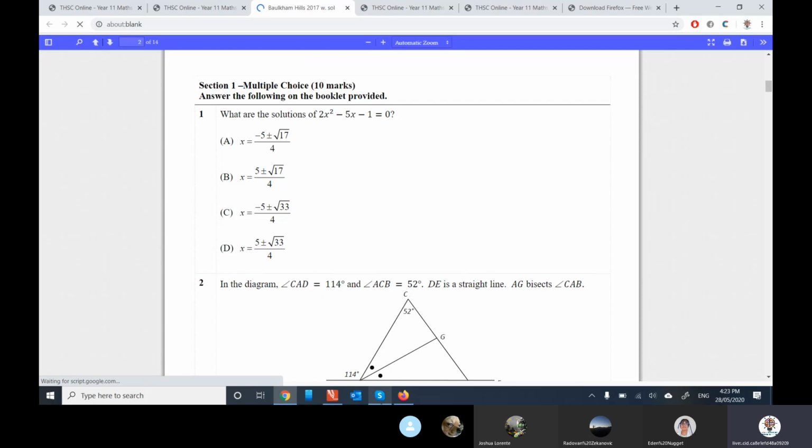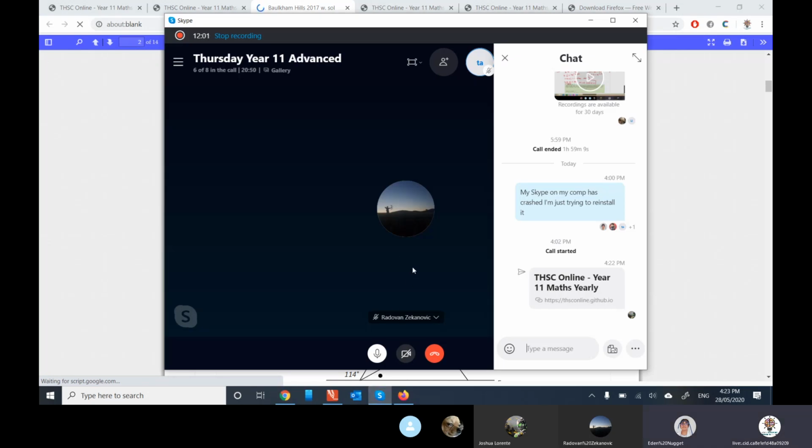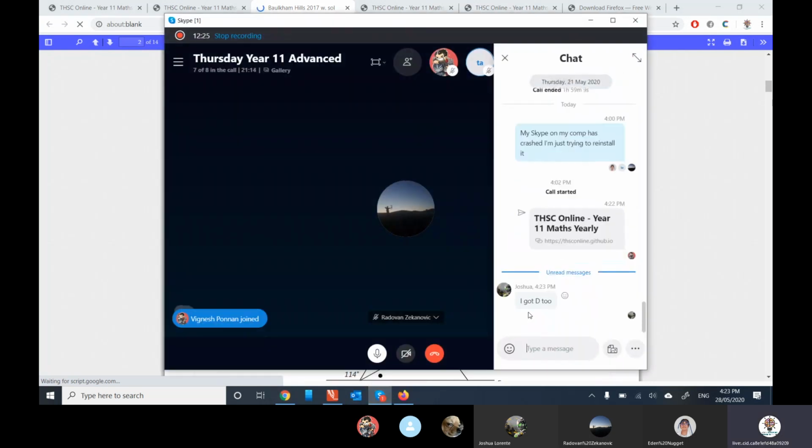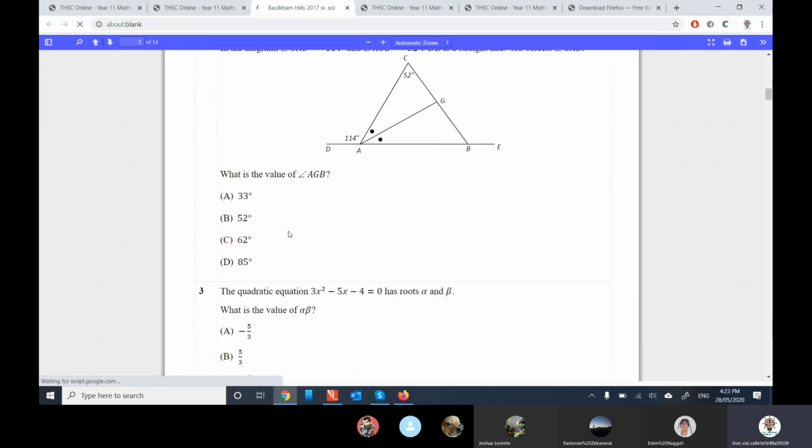Question 1. I have one, but I don't know if anyone else does. Me too. Which one? What's the answer? A, B, C, D? D. I got D, yeah. Okay. Anyone not able to get D, or is anyone actually seriously confused? You guys took a bit of time there. D? Anyone? All good? I got D too. Perfect. Dinesh is in. Perfect. All right, I'm guessing everything else is fine.